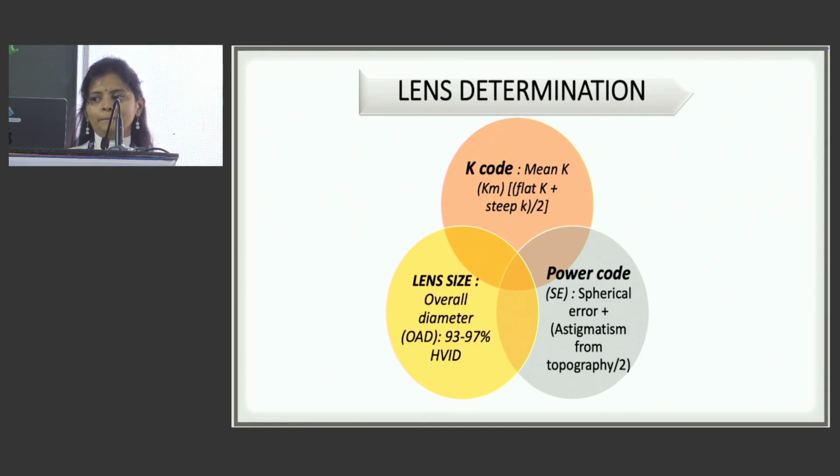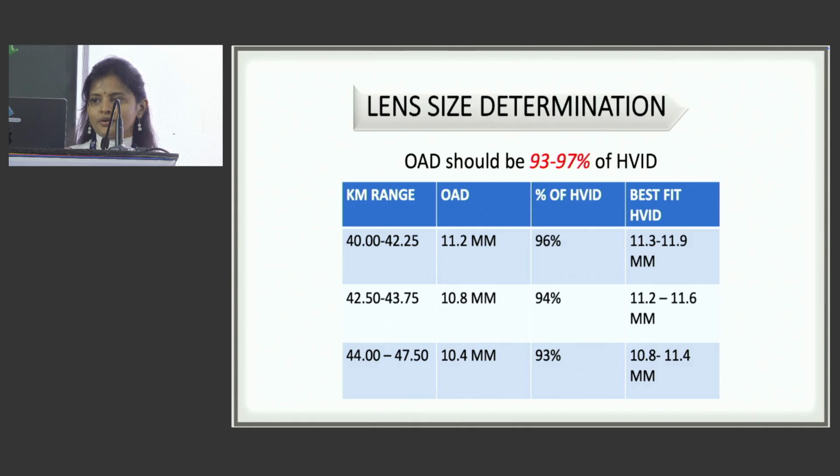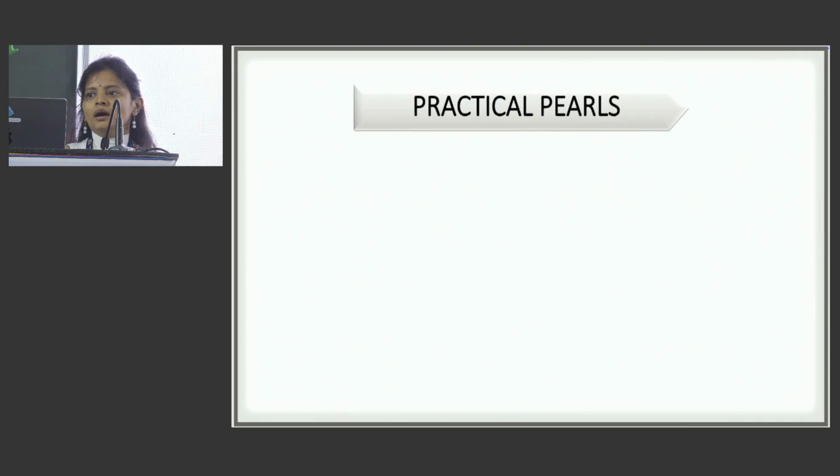Then you also have the power code, which is the spherical error plus the astigmatism from the topography divided by 2. So this is how you calculate the lens size.